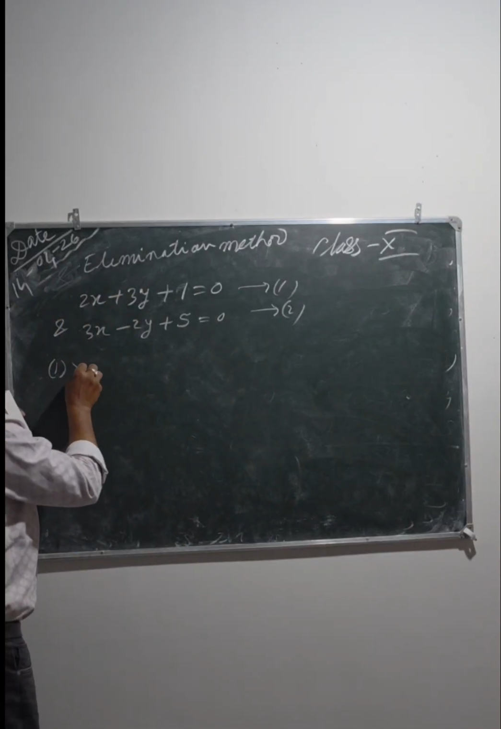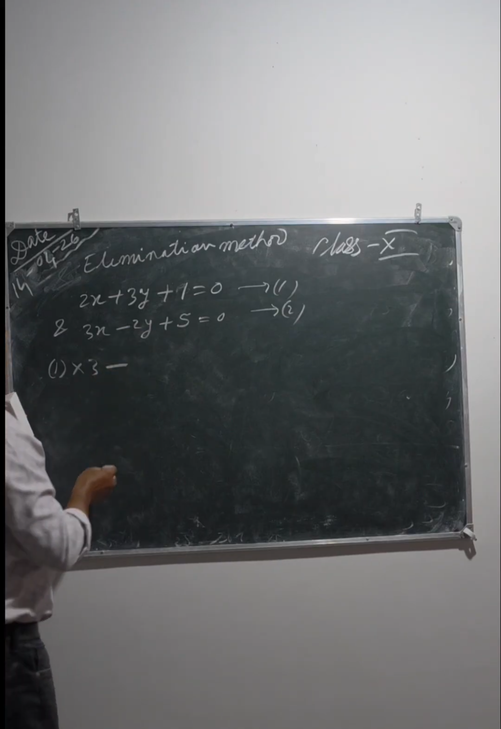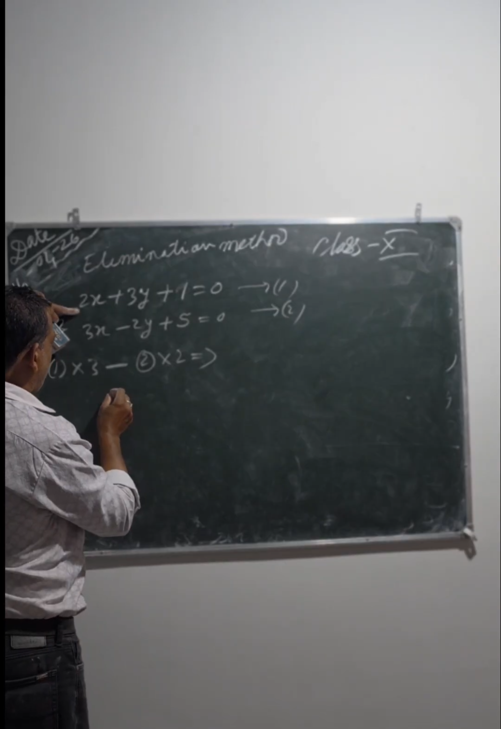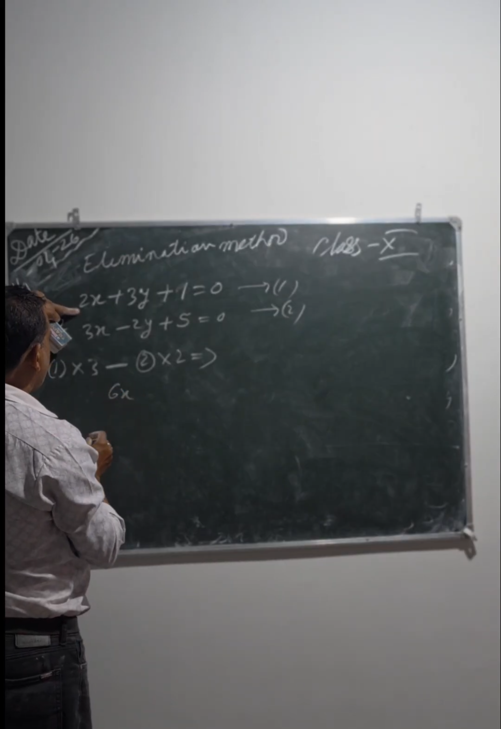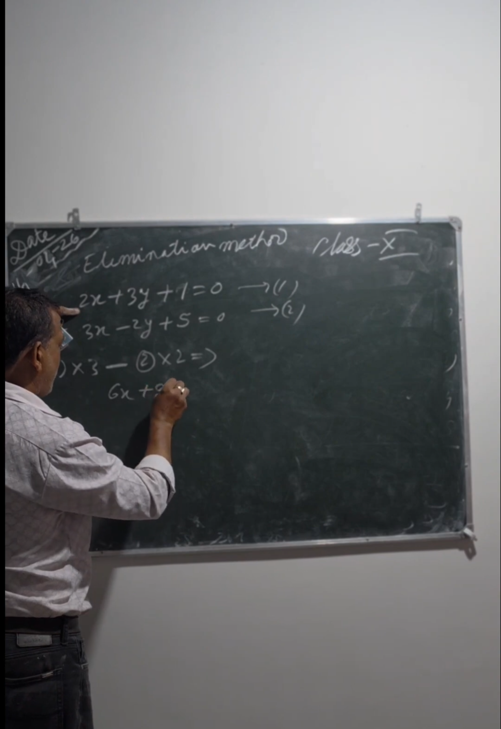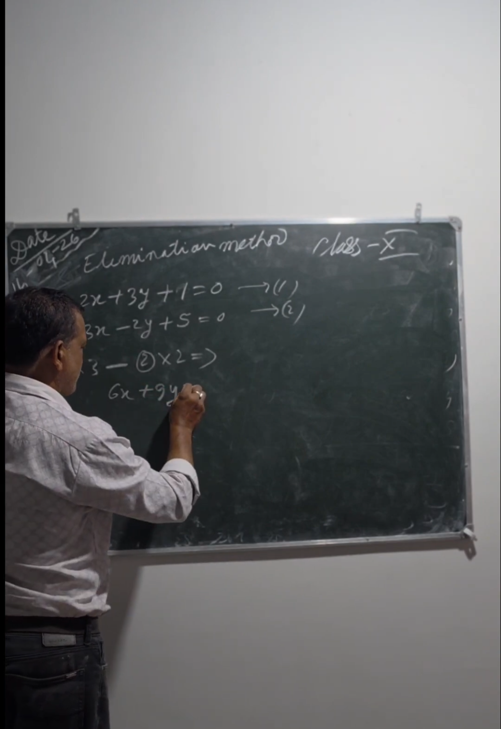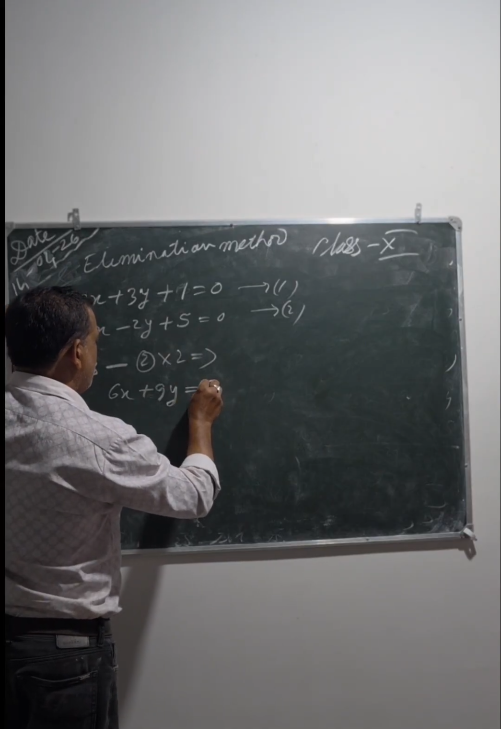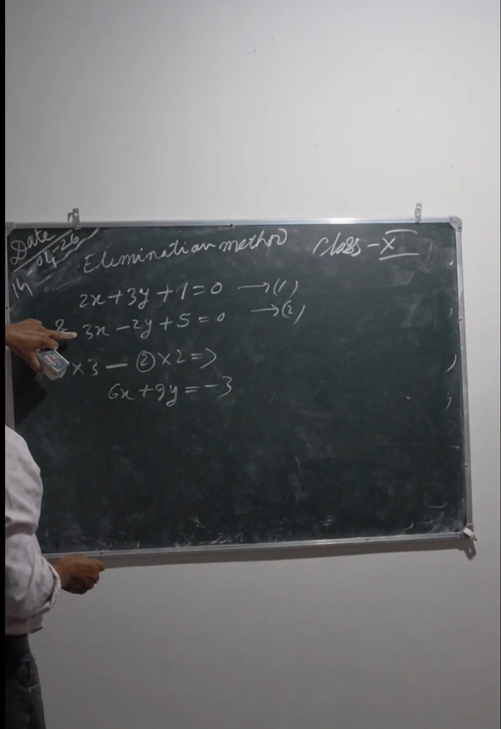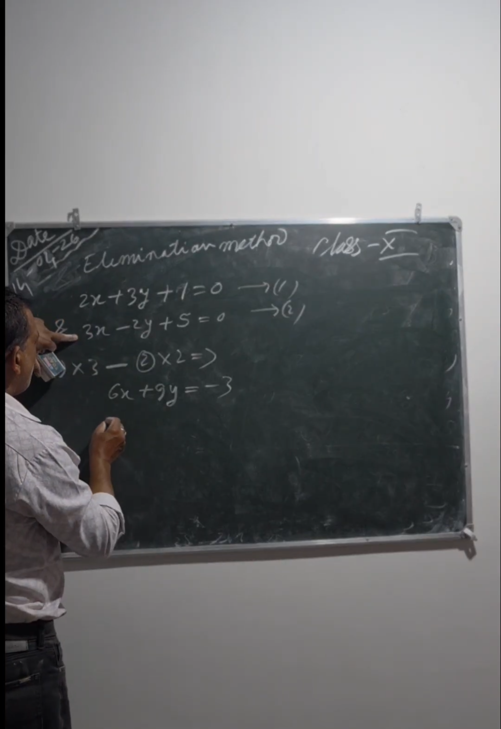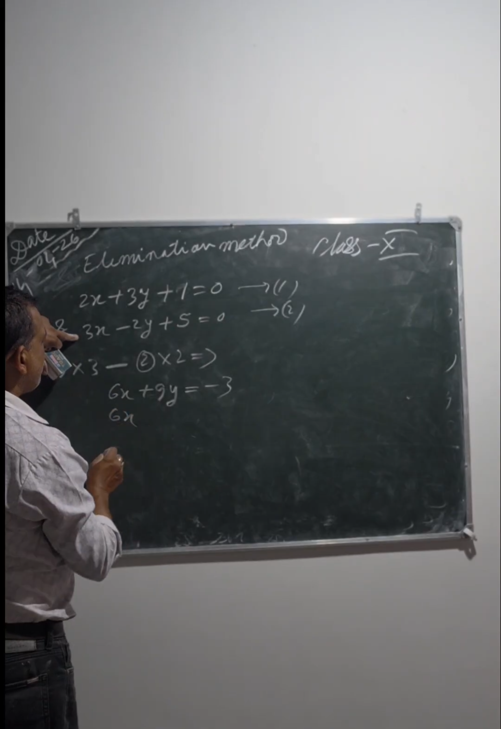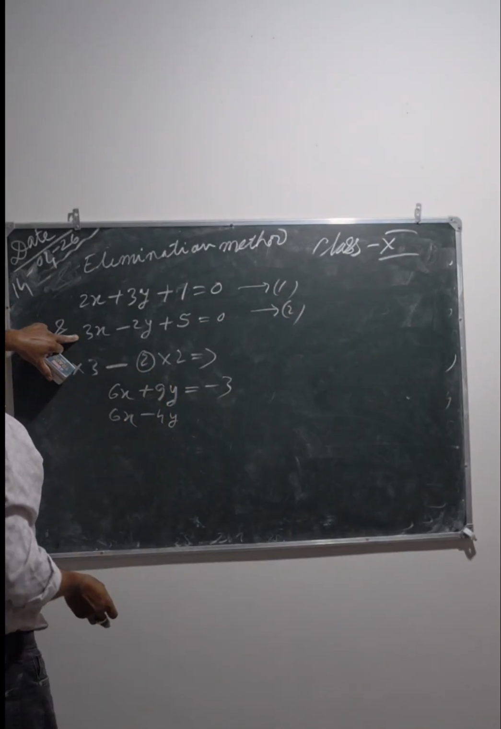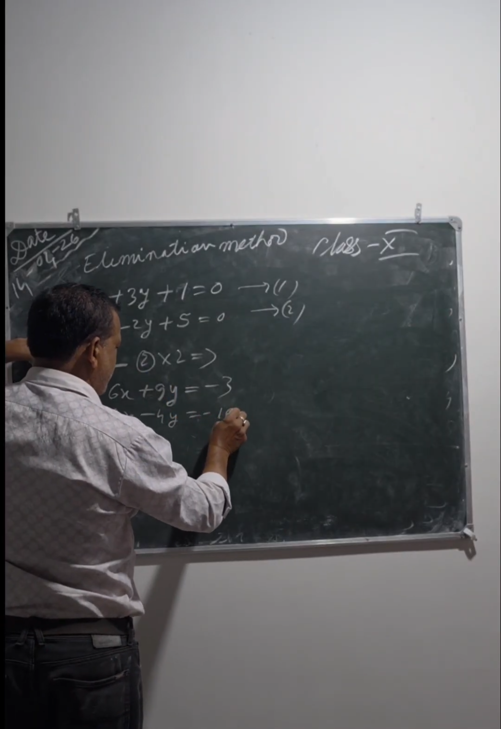So multiply equation 1 by 3 and equation 2 by 2. 1 multiplied by 3, 3 twos are 6x, then plus 3 threes are 9y, then 3 ones are 3. That one we can write to the right side, so it will be minus 3 on the right side. Then if we multiply 2 by 2, then 3 twos are 6x, then 2 twos are 4y, this 5 will go to the right side, then 5 twos are 10, so minus 10.